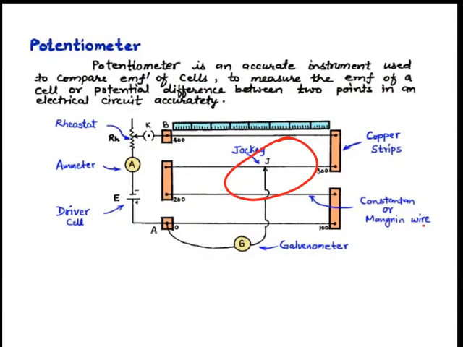So that jockey, we are going to slide it like this, and we will check at which point on the wire the galvanometer shows 0 deflection. हम जॉकी को वायर की लेंथ पे स्लाइड करेंगे धीरे धीरे, and we will check the point at which the galvanometer is showing 0 deflection. Because initially when you are putting the jockey at this point, you will see that the galvanometer will show you some deflection.